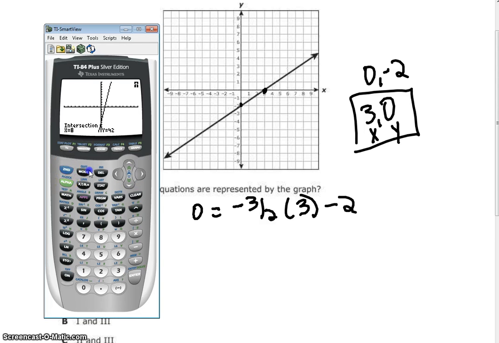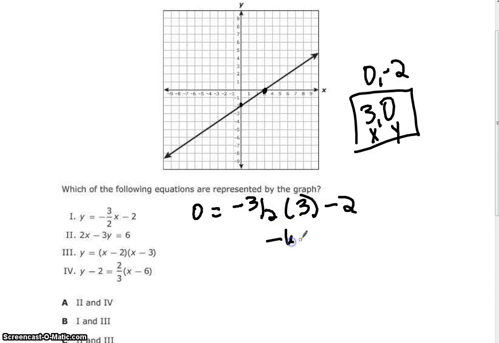So I'm going to go to my calculator, to my home screen, and I'm going to put everything after the equal sign in there. -3 divided by 2 times 3 minus 2. And I get -6.5. Is that equal to 0? No, it's not the same, right? So that means that that is not my answer.